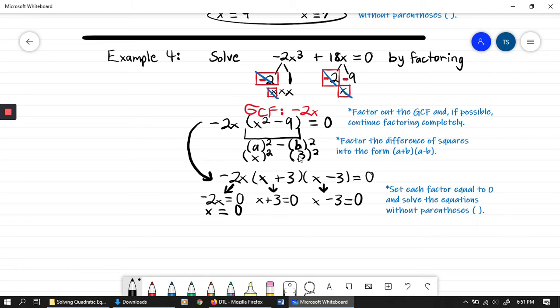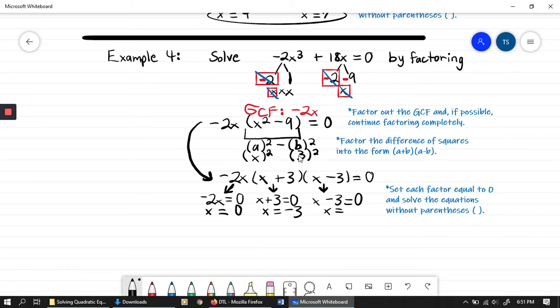For the second equation, we got x plus 3. To solve, we have to subtract 3 from both sides of the equation. And when we do that, we get x equals negative 3. For the third equation, to solve that, x minus 3 equals 0. We have to add 3 to both sides of the equal sign. And so when we do that, we get x equals 3.